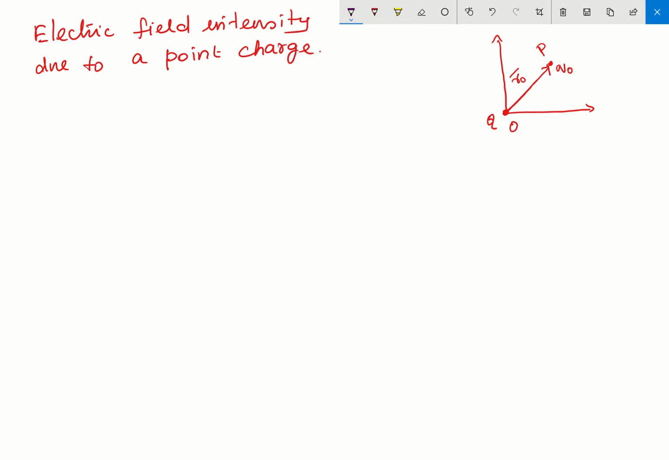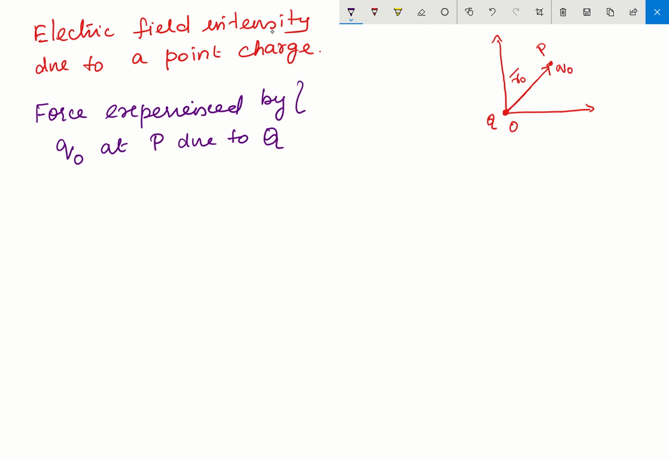I'm making it colorful so that it will be interesting for you. So, the force experienced by Q naught at P due to capital Q is F, that is equal to 1 by 4 pi epsilon naught, Q Q naught by R naught square, then R naught unit vector.